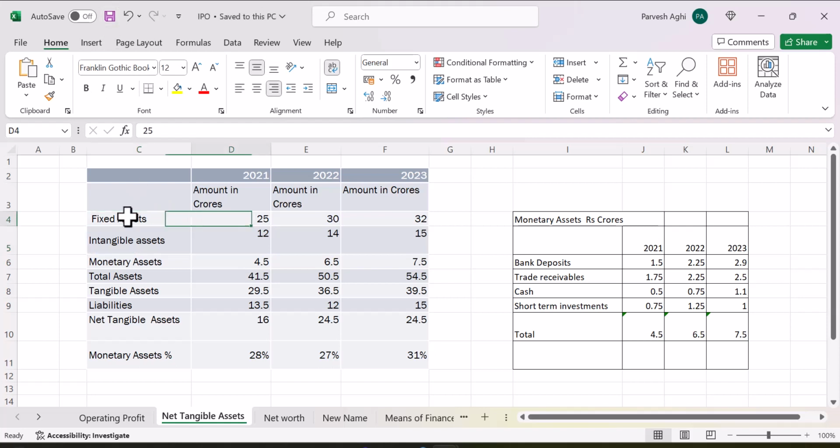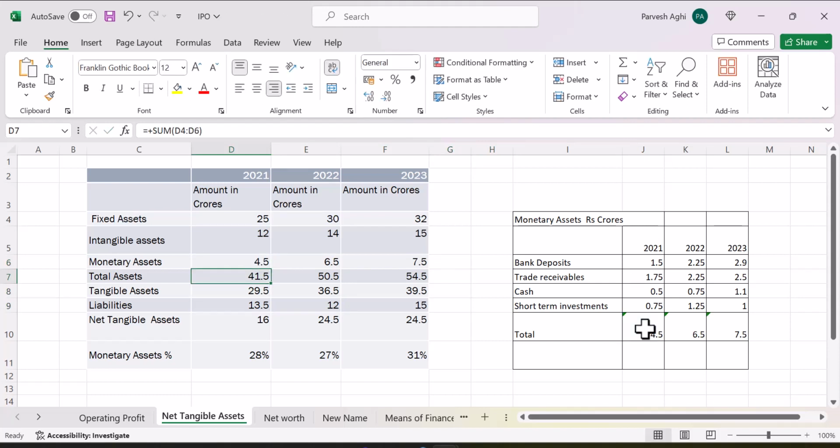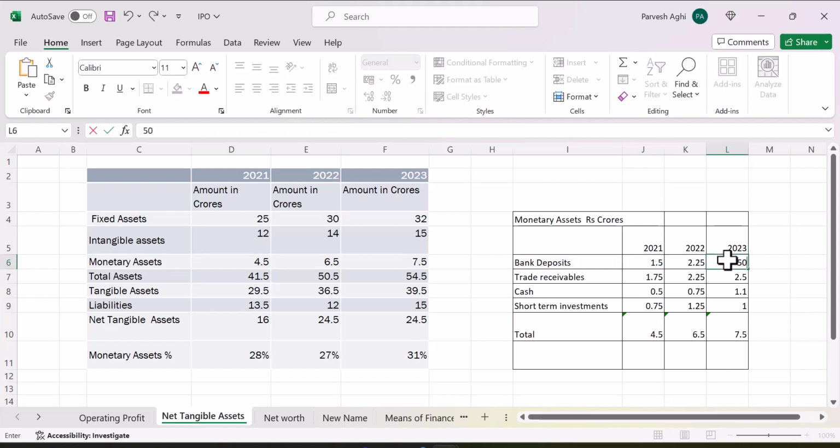Now the fixed assets are given, and the monetary assets which you saw on your screen were 28%. Then bank deposits and everything is given as monetary assets, which I have picked up from there. So I've linked it here. Now suppose I make monetary assets 50 crores here.